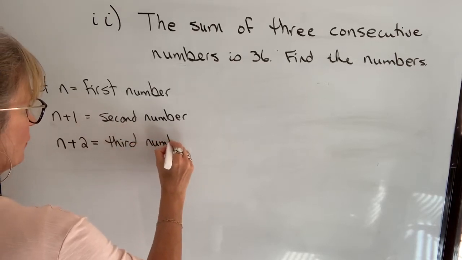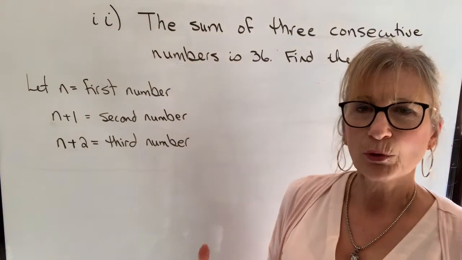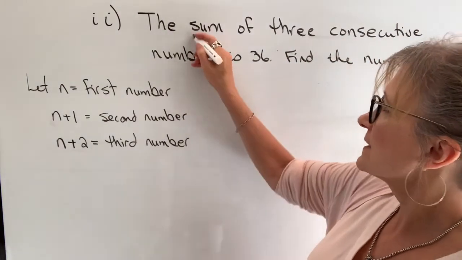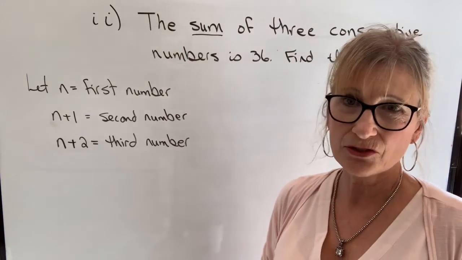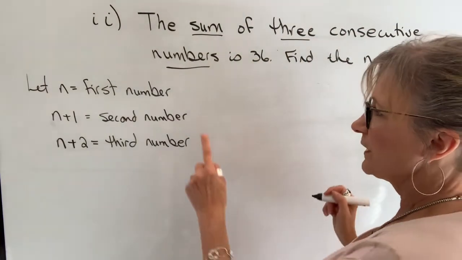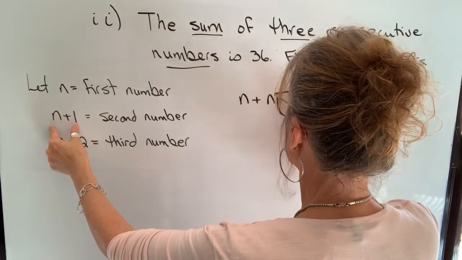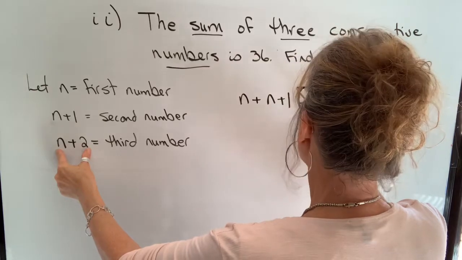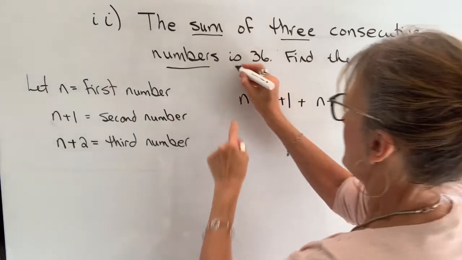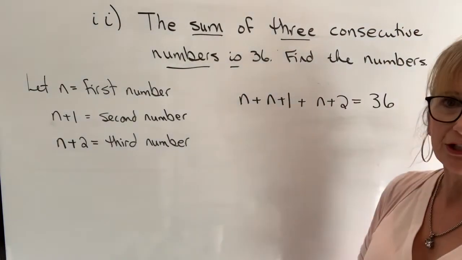So we have 3 numbers we don't know, but now we can look at the problem and go to the words and make an equation out of the words. It says the sum, so sum means addition, of our 3 consecutive numbers. So how do we express sum? We add, so n plus 1 plus n plus 2. So that is the sum of the three numbers right there. Is equals 36. There's our equation.